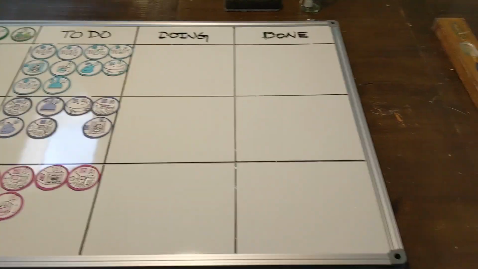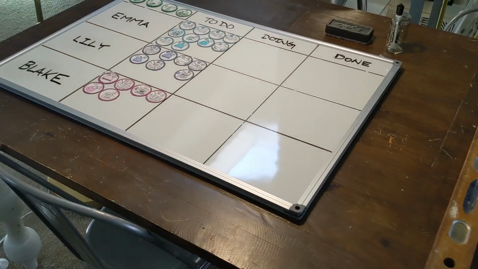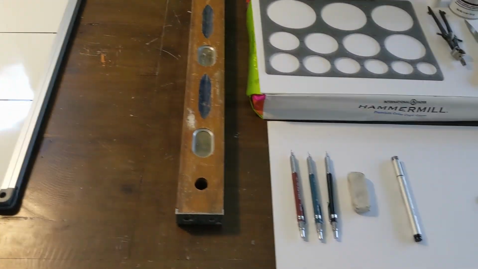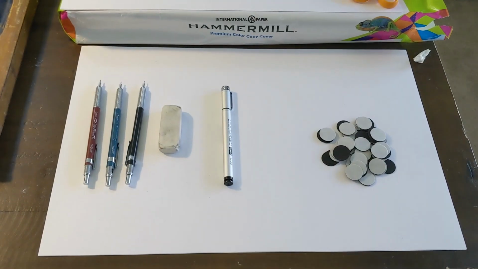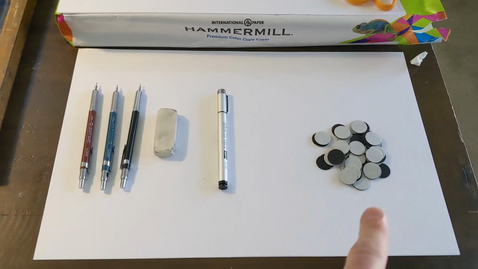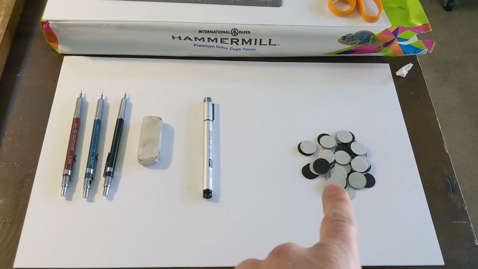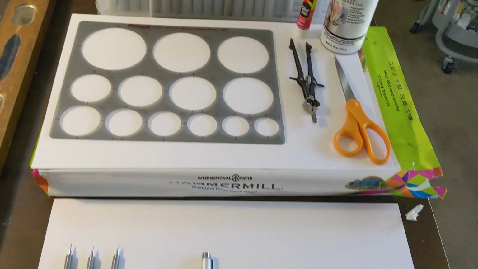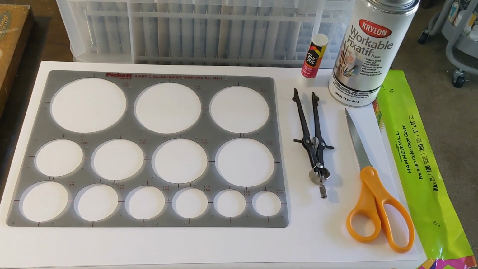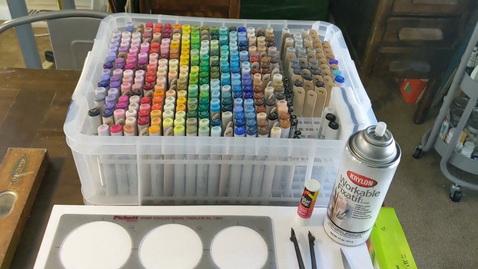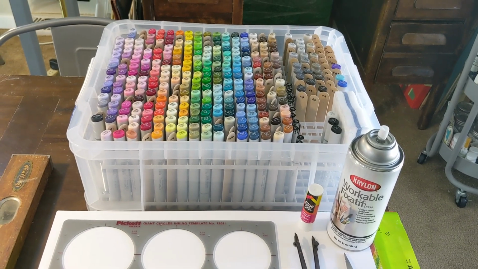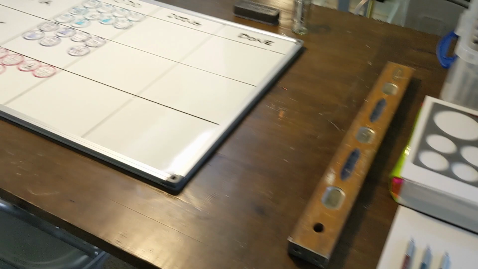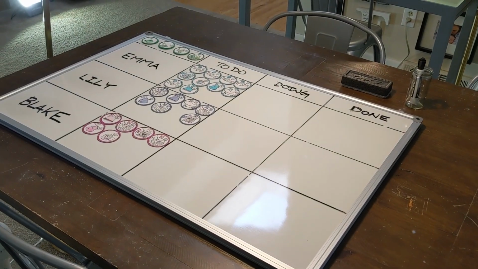Also, if you'd like to emulate it, all you need is a dry erase board, dry erase marker, an eraser, straight edge, some writing utensils, an outliner. I use these magnets from, I think it was Hobby Lobby, little tiny thin magnets that have adhesive on them. Something to draw circles or patterns with, scissors, fixative, and of course a marker set. I'll have all of these items listed in the post.